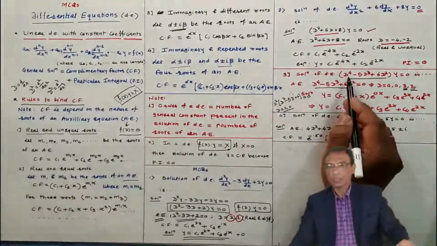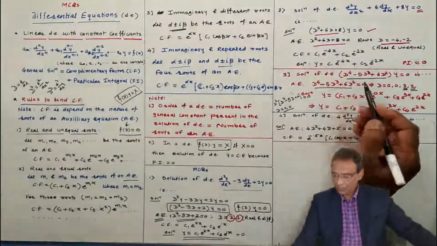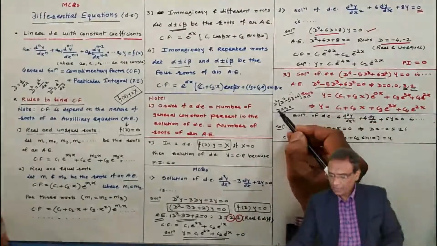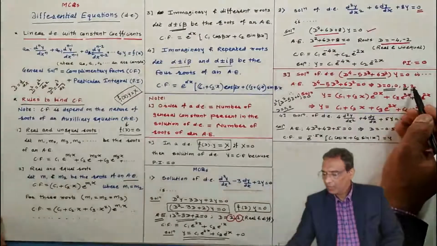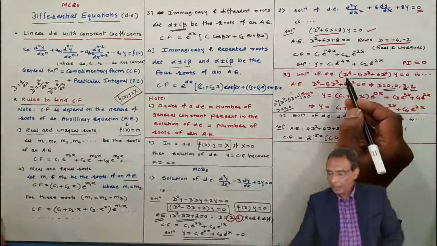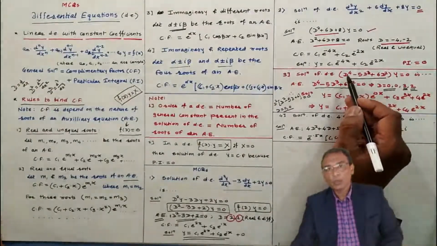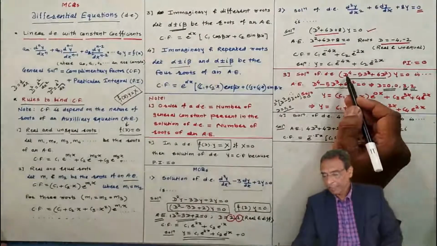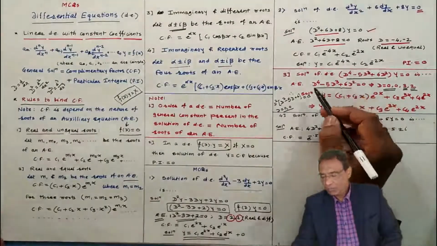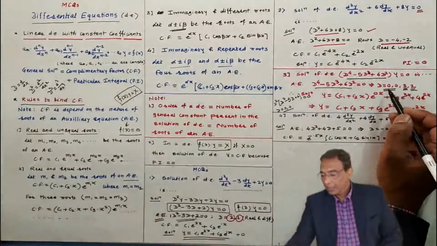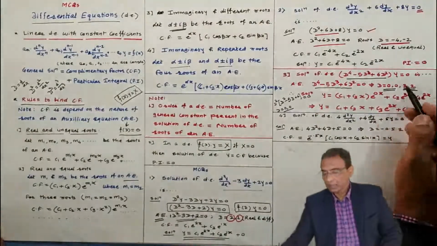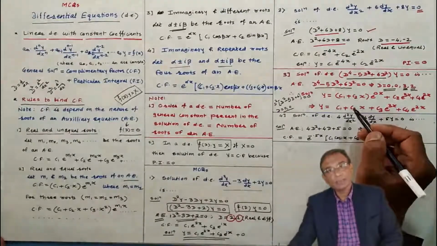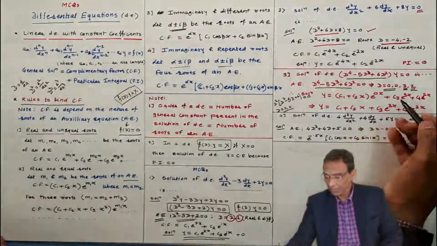Means 4 values I must get. The highest power of D is 4, so 4 values I must get. The 2 values of D are 0 and 0, then the third and fourth values. Here the highest power of D is 4, means the order of the differential equation is 4. Then the auxiliary equation must have 4 roots, and if 4 roots are there, the 4 general constants will be there in the solution of the differential equation, remember.